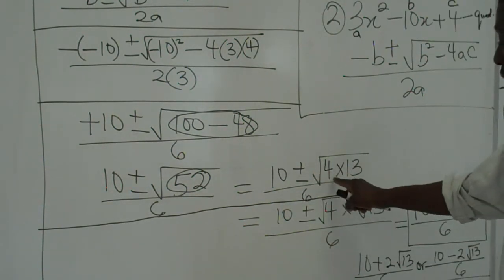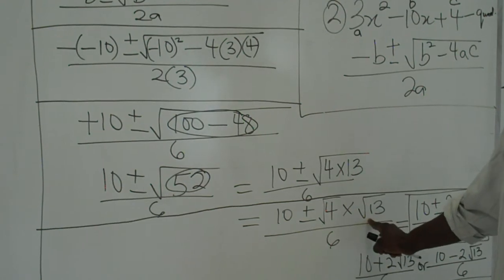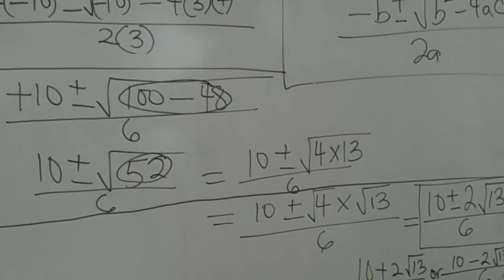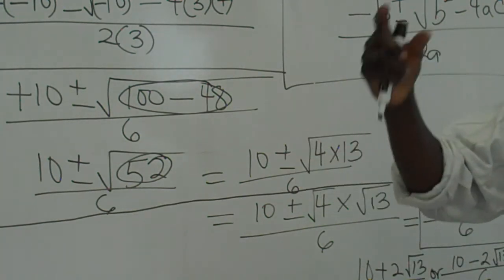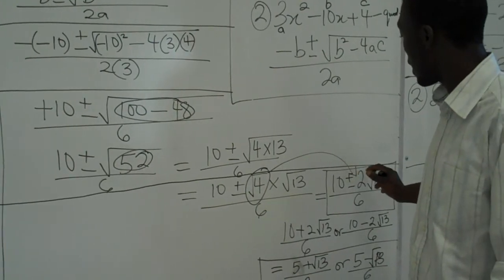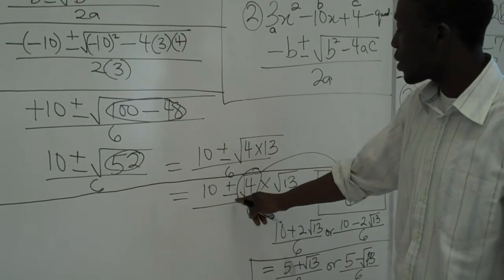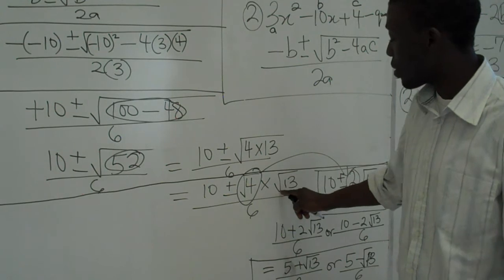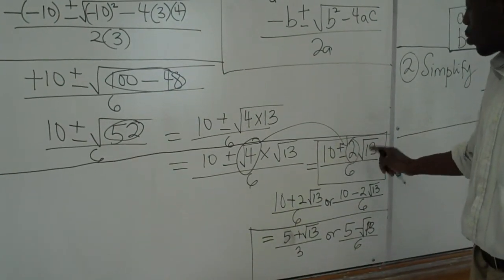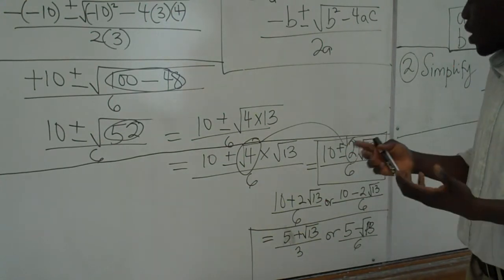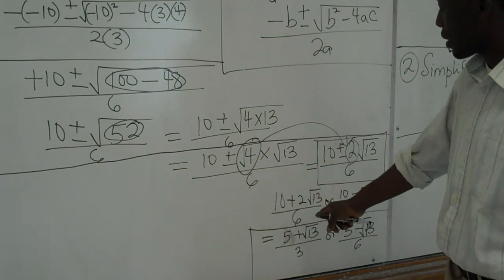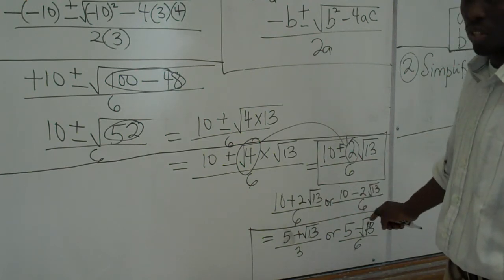We know that we can rewrite this as square root of 4 times square root of 13. That means that we can take out, so this square root of 4 can become a 2, because it's perfect, right? Square root of 4 is 2, correct? So this then becomes the 2 that we see in the next step. So we have 10 plus or minus square root of 4 times square root of 13 over 6. That becomes 10 plus or minus 2 square root of 13 over 6. If you want to simplify it further, you can write it as 10 plus 2 square root of 13 over 6, or 10 minus 2 square root of 13 over 6.